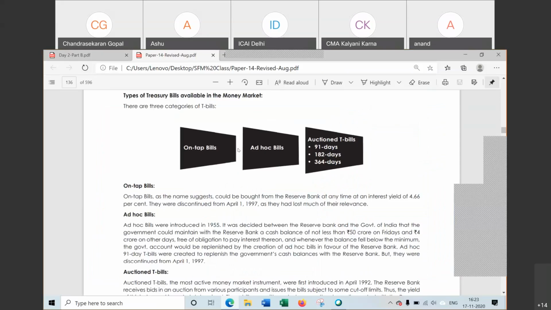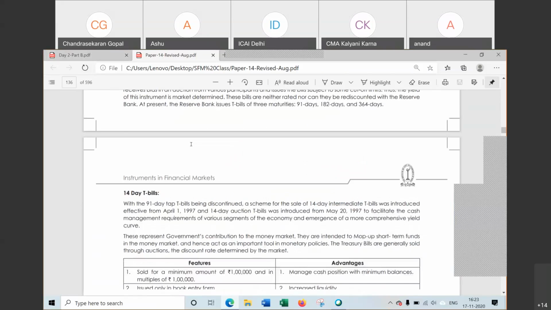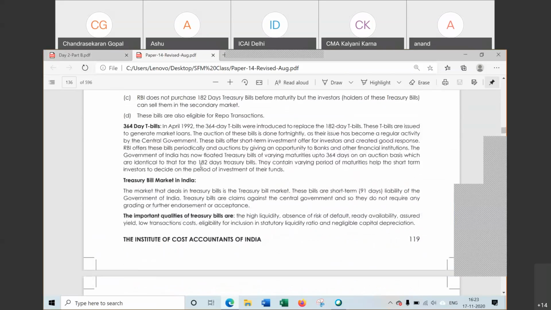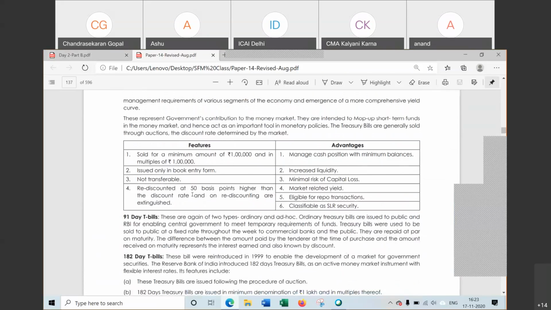Now on tap, this is not available now. On tap treasury bills have lost their relevance. Now this one is not issued. Ad hoc and auction are issued, and ordinary will be given somewhere in the book. That is ordinary treasury bill.